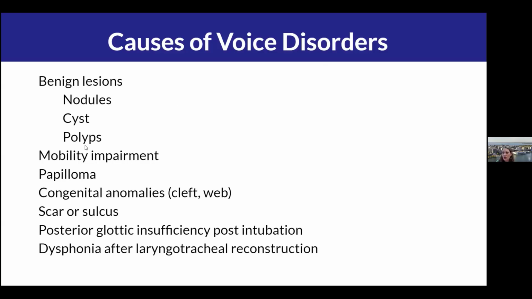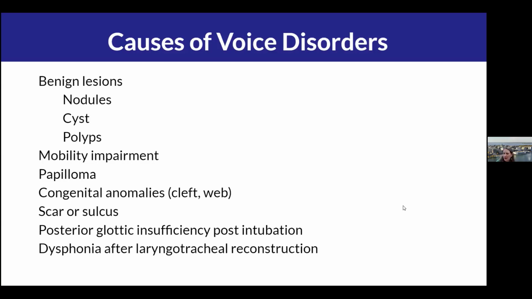So then if we go into why do students have voice disorders? This is definitely not comprehensive, but some of the more common things we might see. So everybody knows nodules, cysts and polyps or other benign lesions, mobility impairment, meaning a paralysis or a paresis. And I'll go through all of these in a little bit more detail. The papilloma, congenital anomalies. So people can be born with a laryngeal cleft or a laryngeal web. Scar or sulcus is more of a defect in the tissue of the vocal folds.